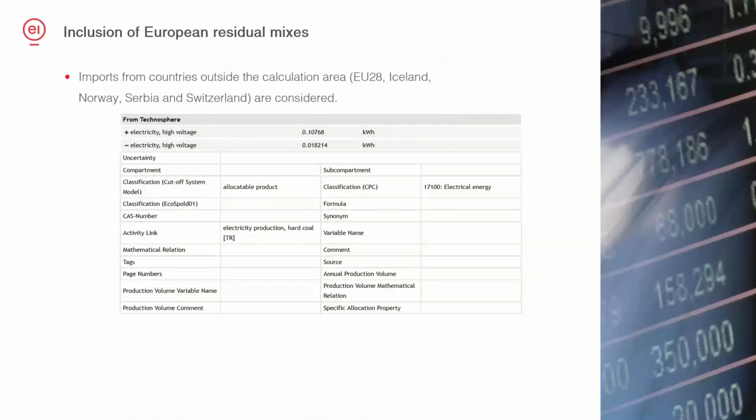The adaptation in ecoinvent also takes imports from countries outside the calculation area, EU28, Iceland, Norway, Serbia, and Switzerland, into account. These are added as electricity producing activities to the inventory, here in the example of Greece importing electricity from hard coal from Turkey.